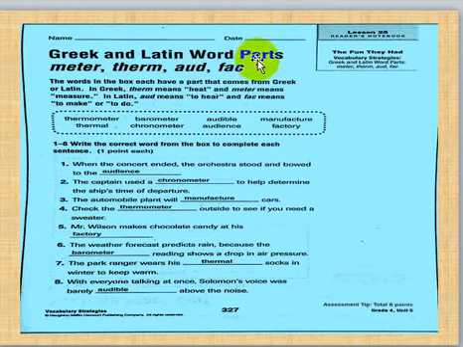Greek and Latin word parts: meter, therm, aud, fact. The words in the box each have a part that comes from Greek or Latin. In Greek, therm means heat, like we knew in the previous page, and meter means measure. In Latin, aud means to hear, and fact means to make or to do. Like these words in the box, you will find the meaning of these words.